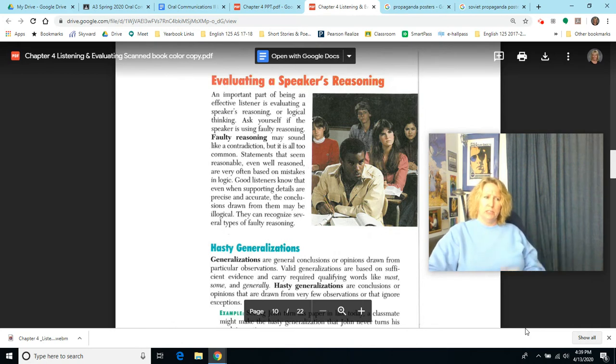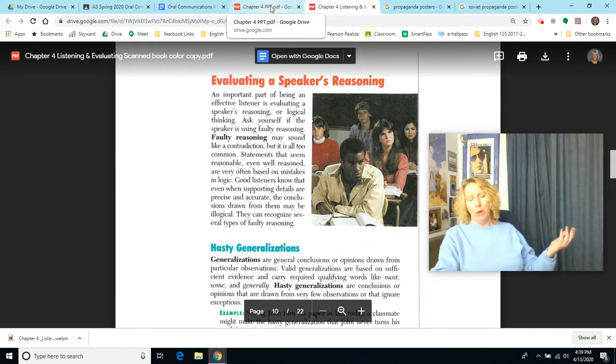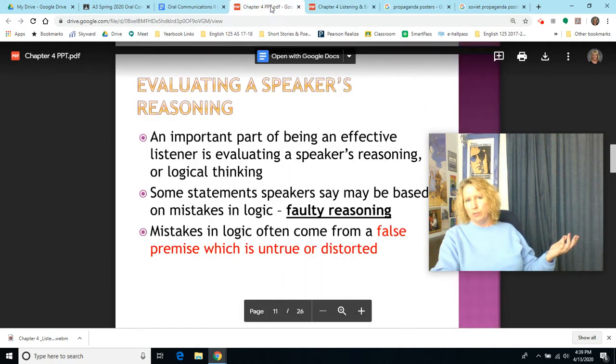Now, you can access the chapter through the lesson plans and get to this PDF. We're going to start on page 90 of the PDF. Or it's really page 10 of the PDF, but it's 90 in the book. We're also going to make sure that we have the PowerPoint available so we can do some review, right? And we're on slide 11.